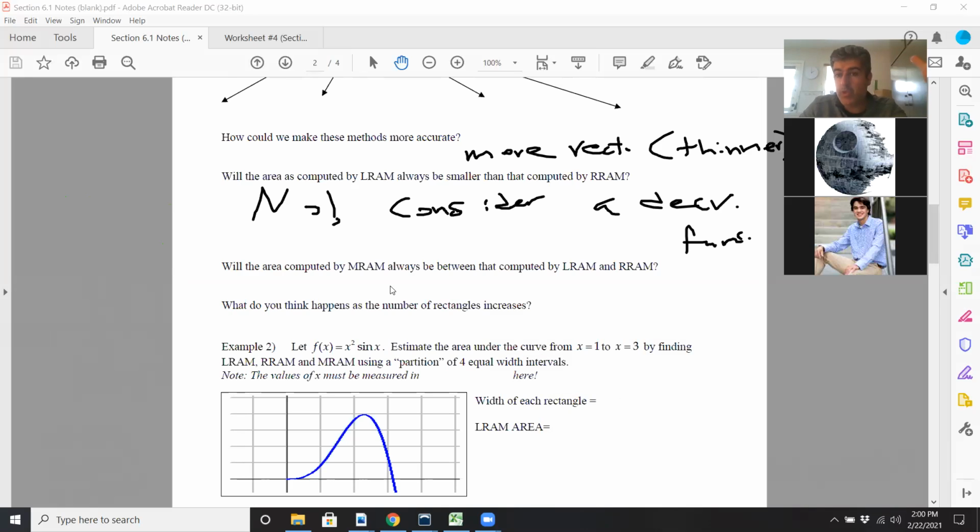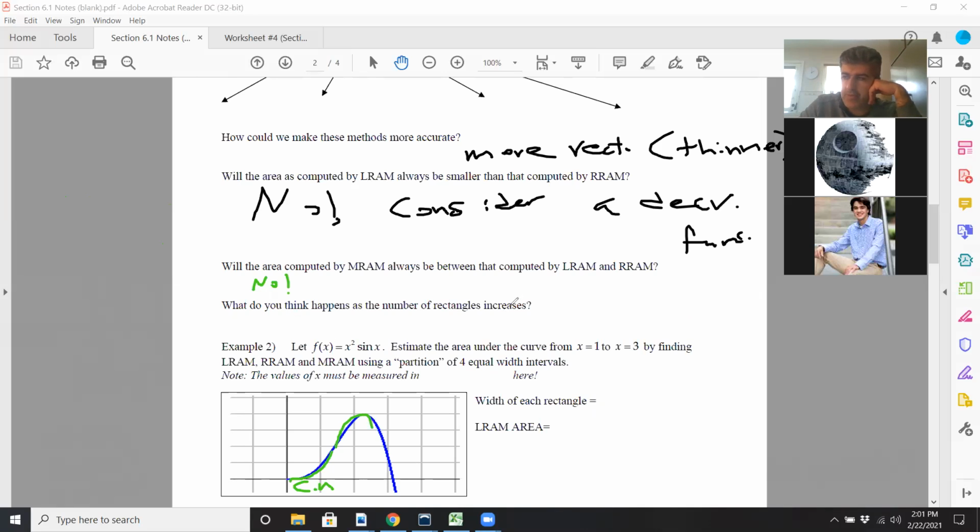Now, MRAM happened to be in between our LRAM and RRAM values. Will that always be the case? No. No again. Example 2 will be a good example of showing you how MRAM may not necessarily be in between LRAM and RRAM. Notice how example 2 has a change in concavity as well. That's concave up and concave down. So when you have that kind of funky stuff happening, you can't always assume that MRAM is going to be between LRAM and RRAM either.